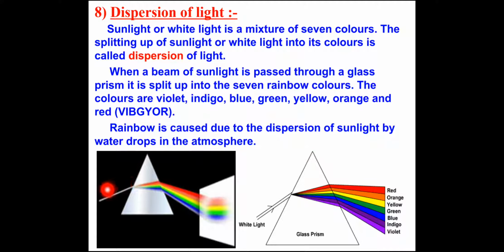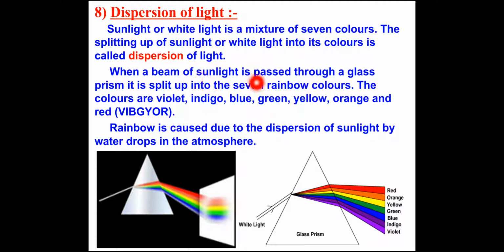When white light strikes a prism and gets transmitted through the prism, it gets split into 7 different colors. This activity shows that white light is a mixture of these 7 colors. The splitting of sunlight or white light into its colors is called dispersion of light. So when white light gets split into 7 different colors, this process is called dispersion of light.